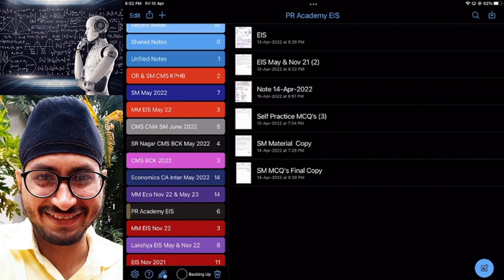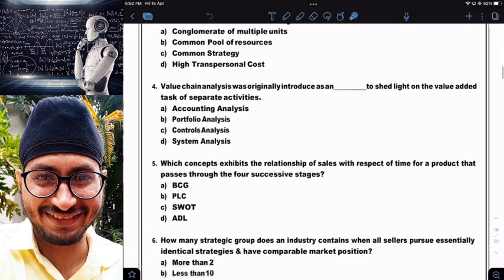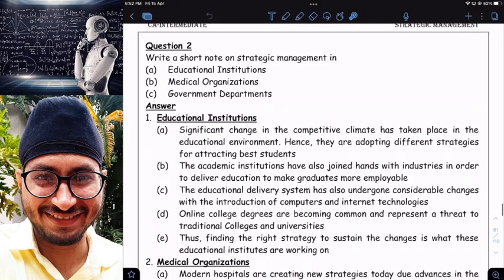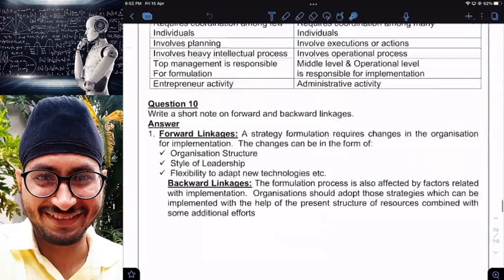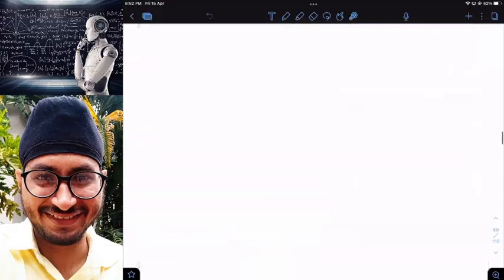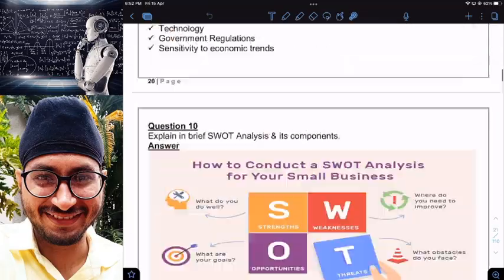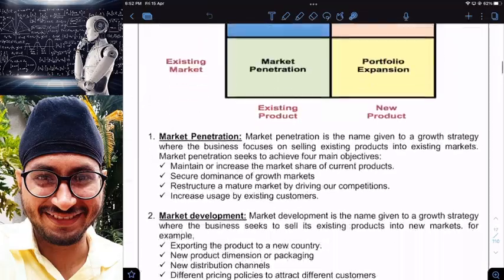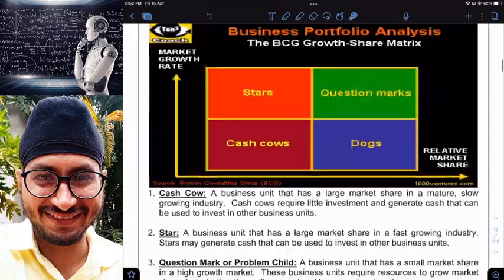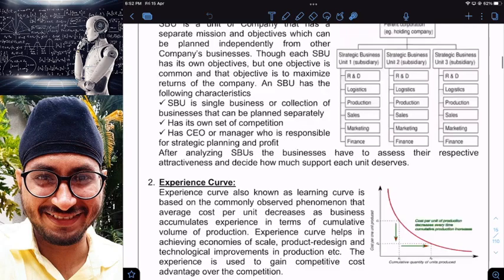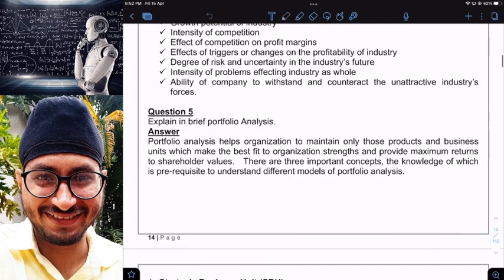So we started with chapter number 2. In chapter number 2, we started with part number 1, that is portfolio analysis, and that is from question number 5. Clear? Question number 5. We started directly with question number 5. 1, 2, 3 and 4 we will see later on. Clear?